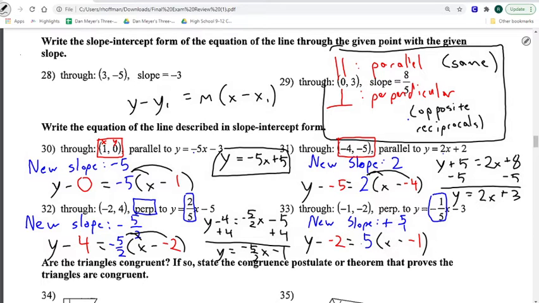So again, try and work ahead of me here. Distribute and solve. Y minus the negative is plus 2 equals 5x. 5 times 1 is 5. And so all we need to do is subtract to get y by itself. Plus 3 is our answer here.